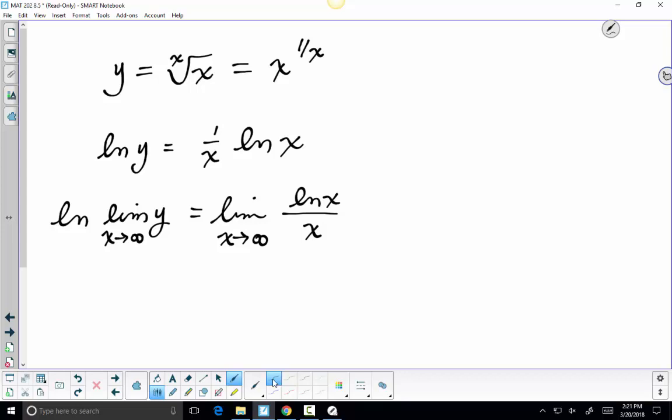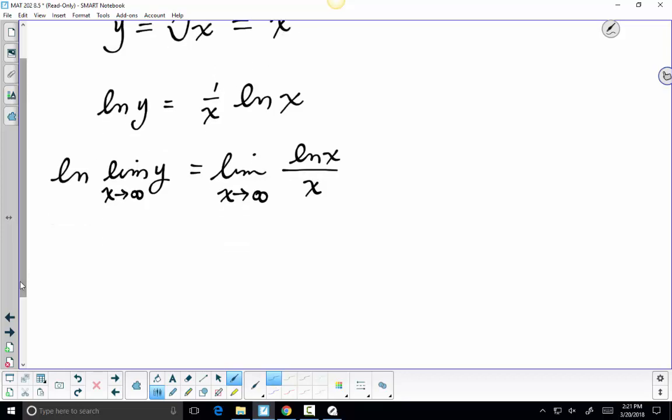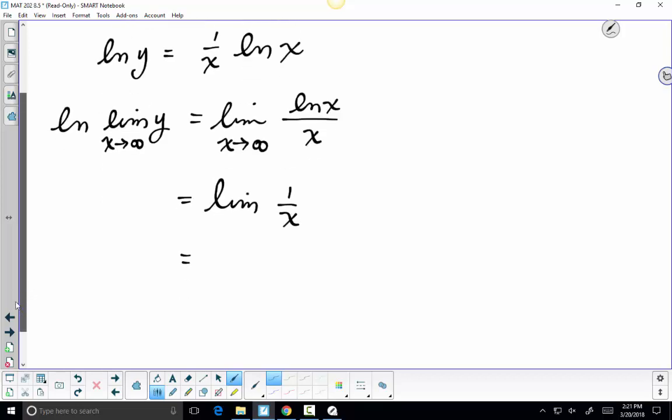Right? It's infinity over infinity right away. This is going to unravel really fast. So take the derivative. What's that limit equal to? 0. 1 over x goes to 0 as x goes to infinity. So when we exponentiate both sides, the limit of y as x goes to infinity is going to be e to the 0, which is 1.